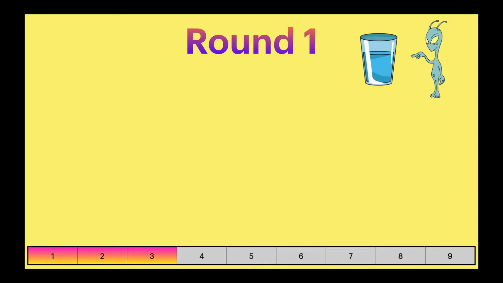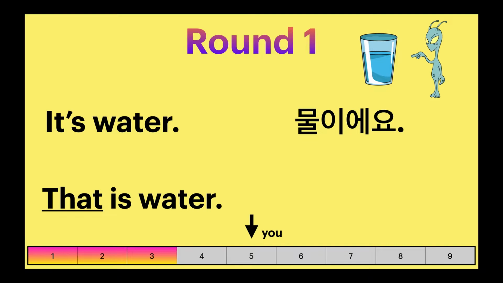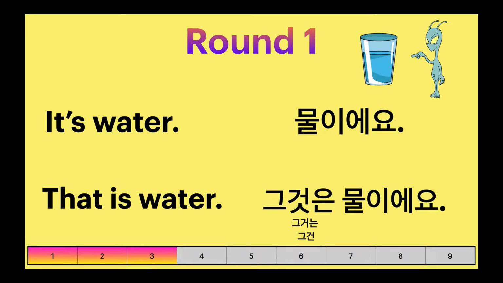이거 뭐예요? Now this time, you are actually way over here. But let's start simply with, it's water. 물이에요. Now let's go ahead and specify, that is water. Keep in mind that you are here and the object is close to him. 그것은 물이에요. And you are also free to use 그거는 or 그건.